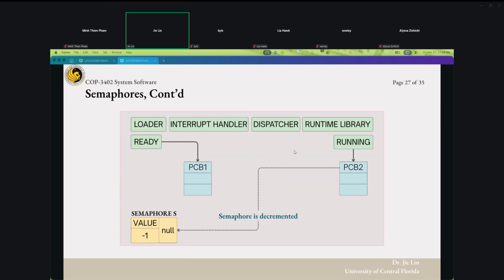P of S, the semaphore value is decremented again. This time it becomes -1. So a negative semaphore means processes are waiting. You need to wait. The critical section is occupied and no additional process can proceed until the current one releases that semaphore. So since the semaphore's value becomes negative, P2 is blocked. And as you can see, its PCB is removed from the running state and placed into the semaphore's waiting queue.